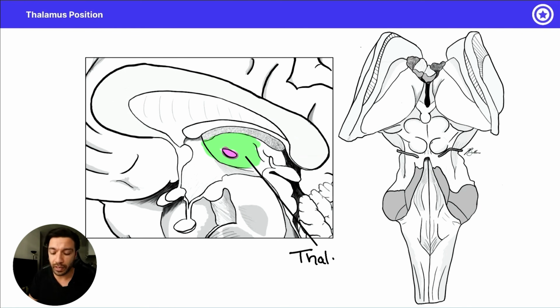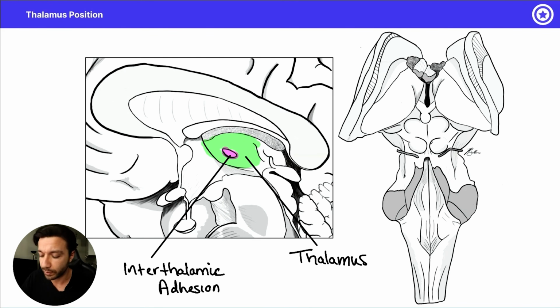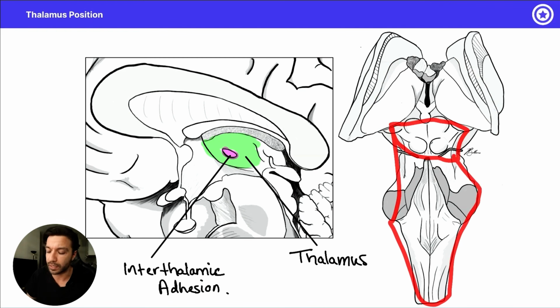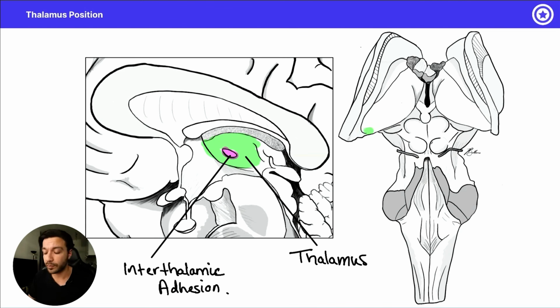Now that we've viewed the thalamus from the sagittal point of view, let's take a look at it from a posterior point of view. These are the two thalamic bodies on either side. This right here would be our diencephalon region, and you can see it's sitting on top of our brain stem right here. Now if we were to color in our thalamus, it would look something like this. It's not very present here, but our interthalamic adhesion would be found right in here. This would be our third ventricle located right here.